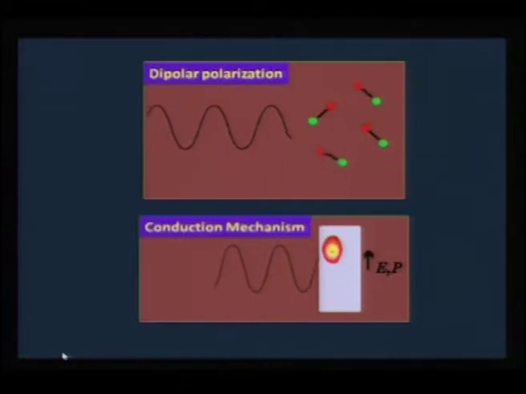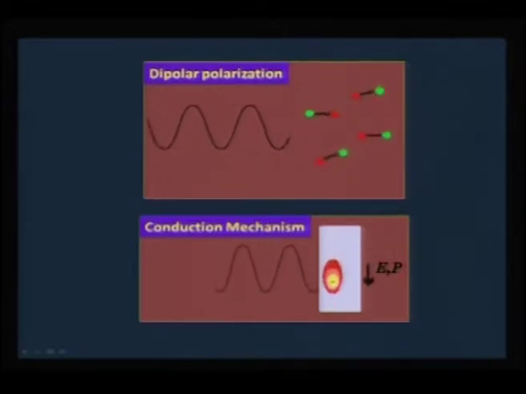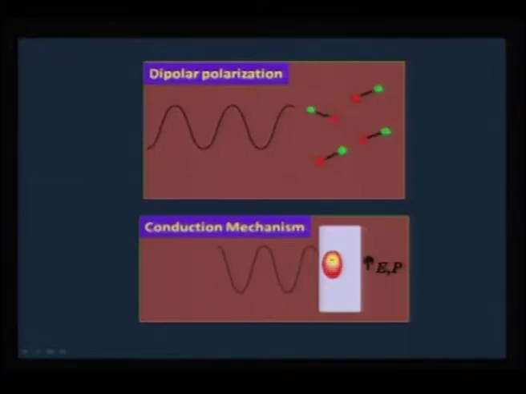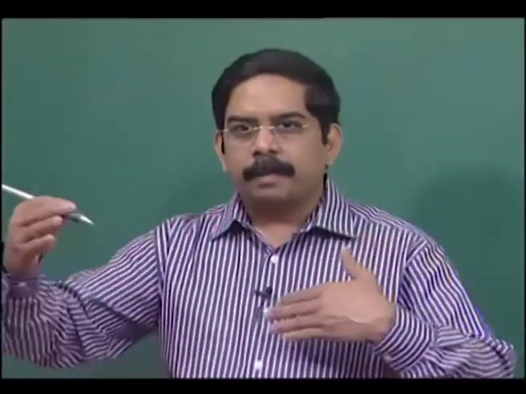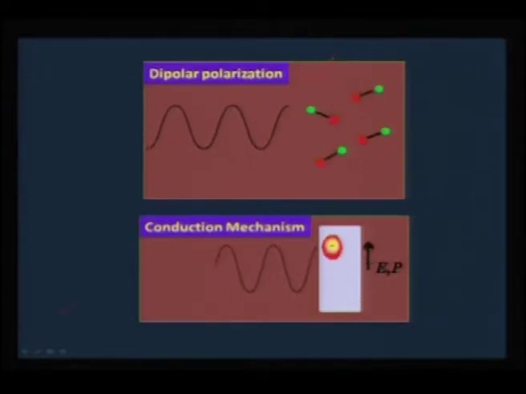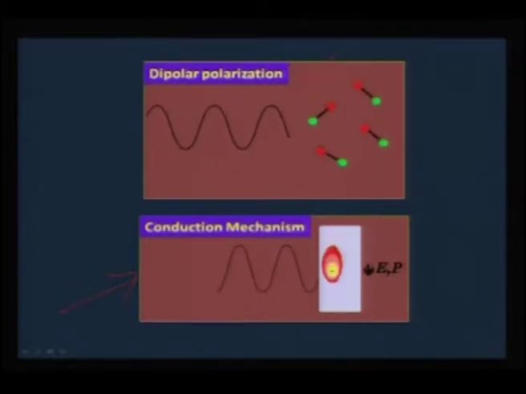As you can see here, when microwaves come, the dipoles oscillate in this fashion. They do not rotate, but they oscillate in phase. So, when you bring any molecule in phase with the frequency of your microwave, they start oscillating, keeping phase with the electromagnetic radiation. This is dipolar polarization, and in the case of the conduction mechanism, it is the ions that oscillate with the electromagnetic radiation.